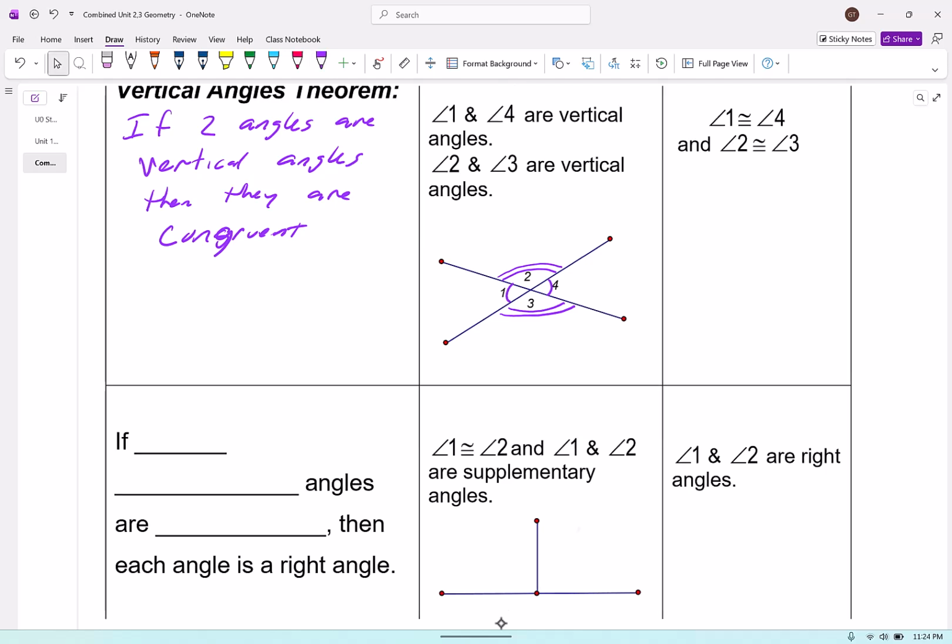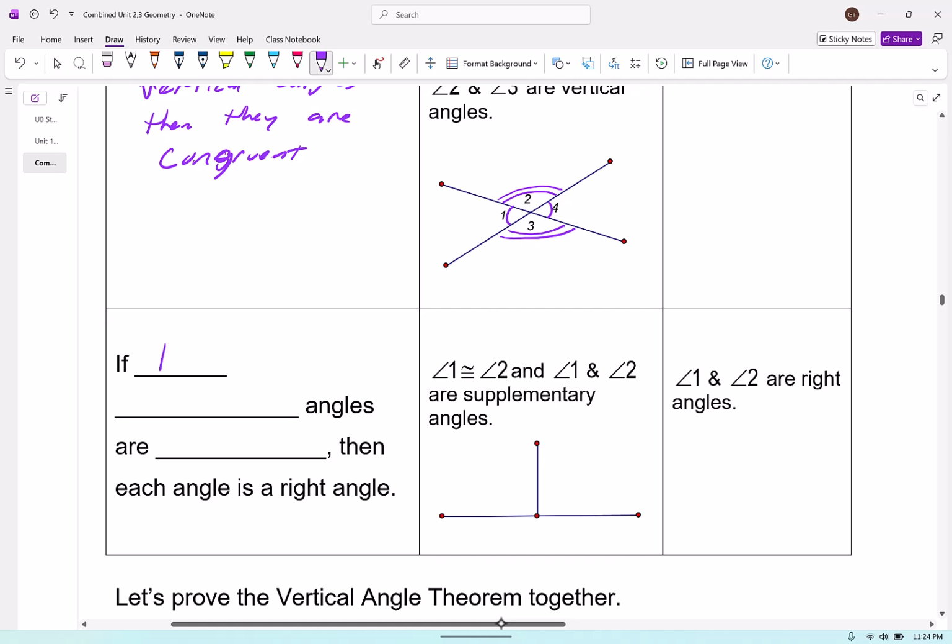And if two supplementary angles are congruent, then each angle is a right angle. That makes sense. If they're supplementary, they add to 180, and if the two angles are the same, the only option is that they are right angles. Remember, right angles equal 90 degrees.